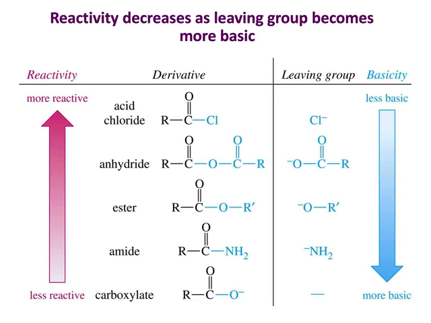Here is a table for reactivity. This is the derivative of carboxylic acid, and this is the leaving group attached to the derivative. Here is halogen, followed by amine, which is more basic. Amine is more basic, so it is less reactive compared to halide. Halide is more reactive because it is less basic.